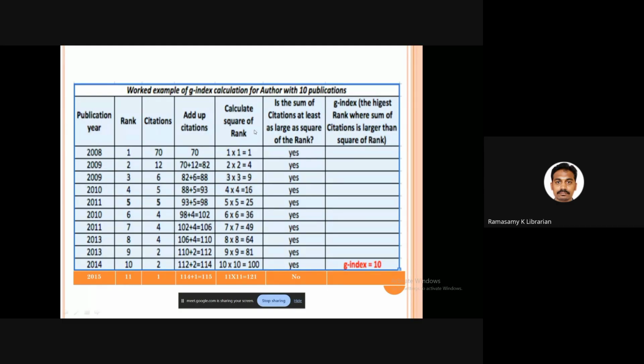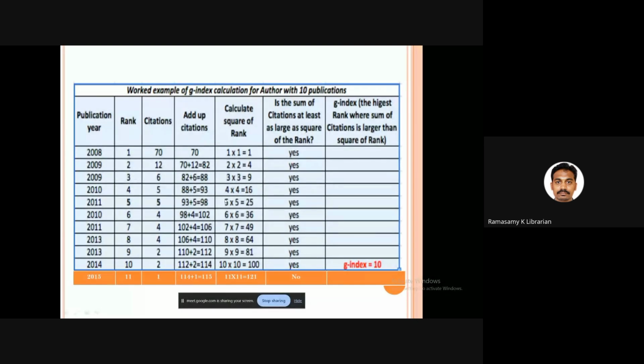Take this particular case, same 10 papers, arranged according to number of citations. Now I am finding out the cumulative score. 70, first paper. First two papers, 70 plus 12, 82. First three papers taken together, 70 plus 12 plus 6, 88. This way, I find out the cumulative citations of all the papers. And secondly, I square the rank of each and every paper. 1 into 1, 1, 2 into 2, 4, 3 into 3, 9, this way.